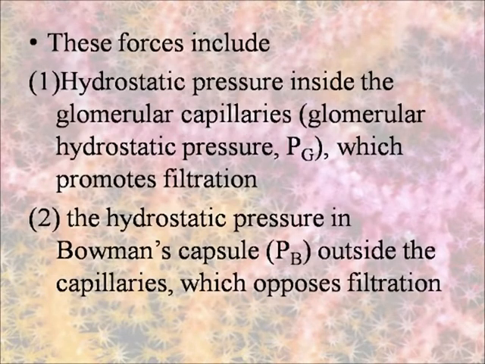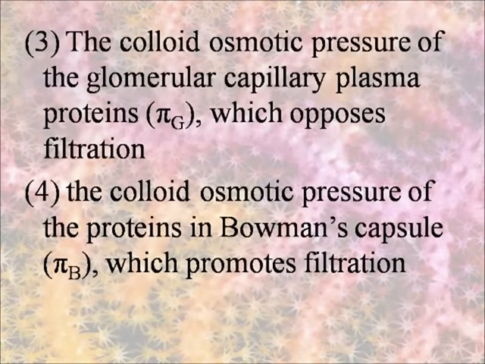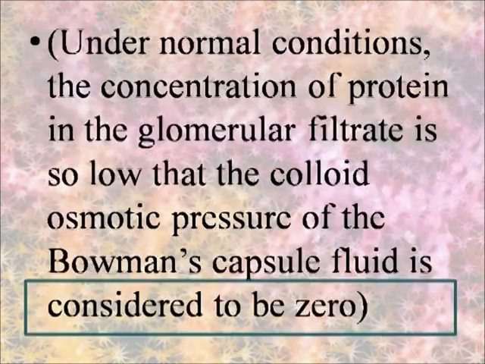These forces include, first, hydrostatic pressure inside the glomerular capillaries, glomerular hydrostatic pressure, which promotes filtration. Second, hydrostatic pressure in Bowman's capsule, outside the capillaries, which opposes filtration. Third, the colloid osmotic pressure of the glomerular capillary plasma proteins, which opposes filtration. Fourth, the colloid osmotic pressure of the proteins in Bowman's capsule, which promotes filtration.